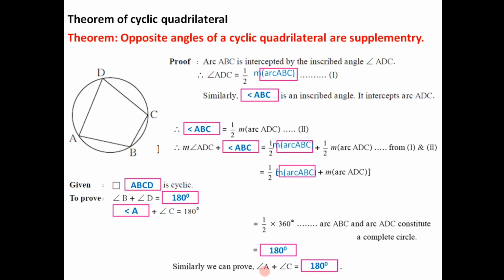In short, it may be written as angle A plus angle C is equal to 180 degrees. This is the second statement we have proved here. In the same way, we can prove angle B plus angle D is equal to 180 degrees. This is the proof of the theorem of cyclic quadrilateral. That is, opposite angles of a cyclic quadrilateral are supplementary.